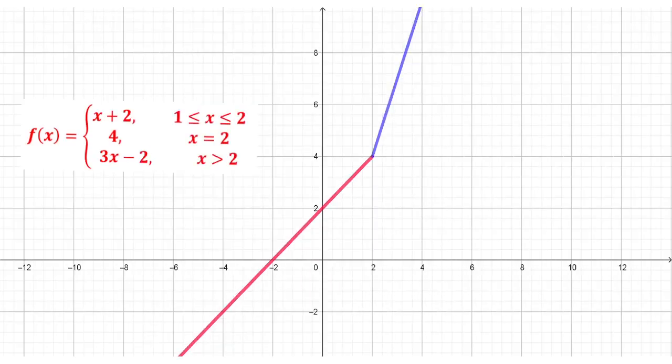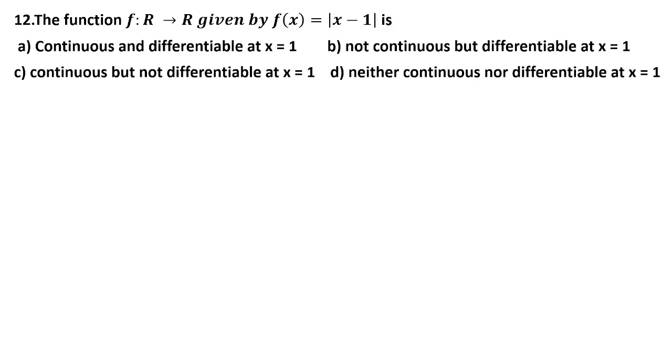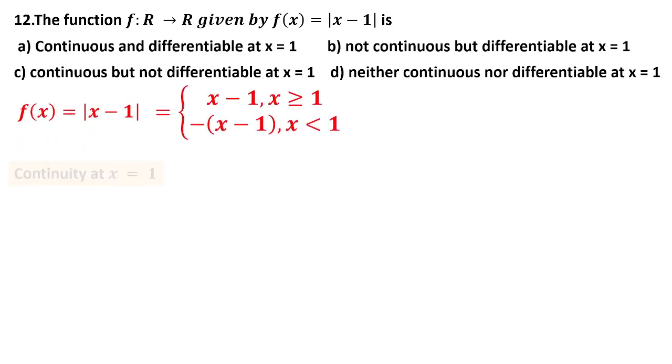Question number 12. Before that we will check the nature of the graph of this function which is given. You are seeing that there is no break, it is totally continuous. Question number 12, the function is given by f of x is equal to mod x minus 1. We have to check whether it is continuous and differentiable at x is equal to 1 and what is its nature. Let us check the continuity.